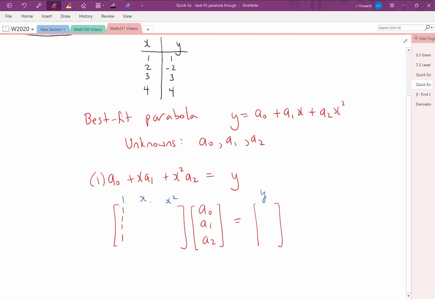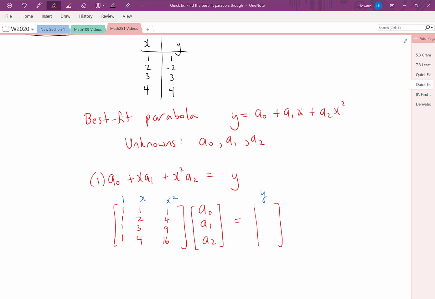Second column is just going to contain our x values from our data set, so 1, 2, 3, 4. And in the third column, we're putting the squares of the x values. So just look at each x value and then square it to get the next value. So 2 squared is 4, 3 squared is 9, and 4 squared is 16. Okay, so that's how we get all those numbers in the x squared column, just the square of the appropriate x value for that row.